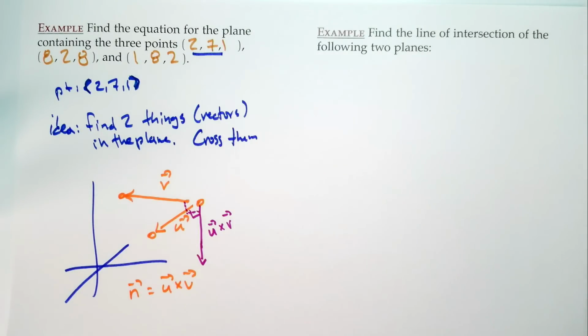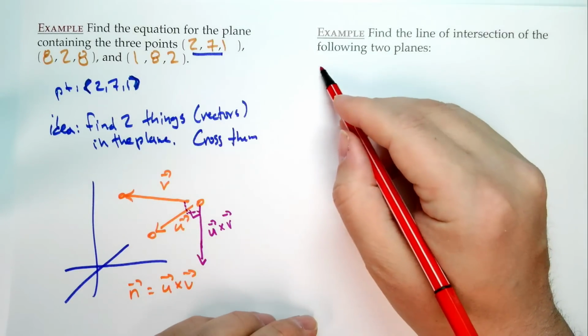Now there's a second problem. It says the following. Find the line of intersection of the following 2 planes. Now, there aren't 2 planes given here, so we'll just make 2 planes up. Hopefully, we won't make anything too crazy.